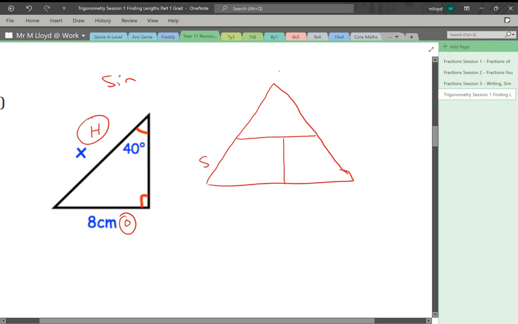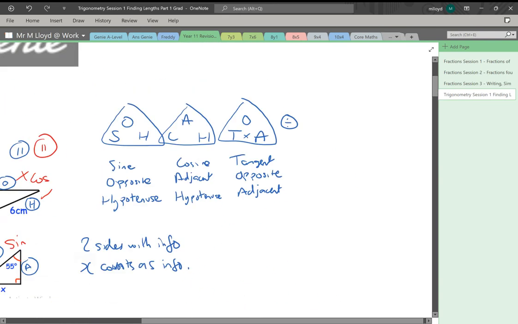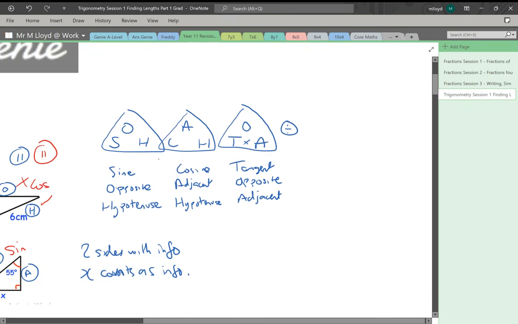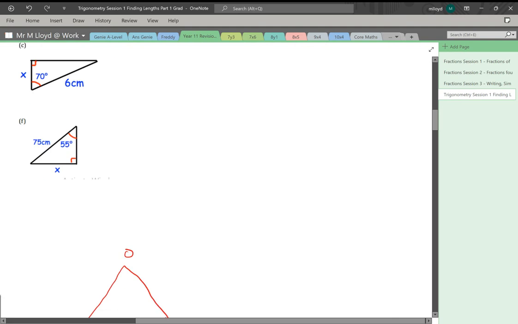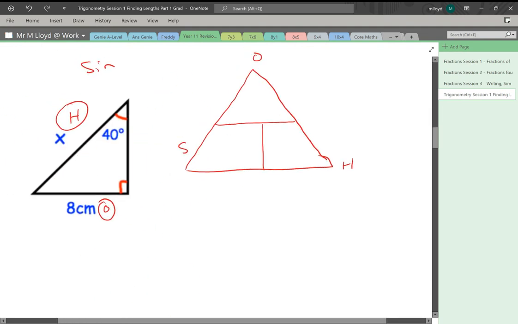So S, O, and H. If you forget it, make sure you've written down these triangles. These formula triangles here are so important. You've got to make sure that you've got them. Writing these bits down, you should remember them once you've done it a few times. But remember these triangles, so important. Okay, so S, O, and H.